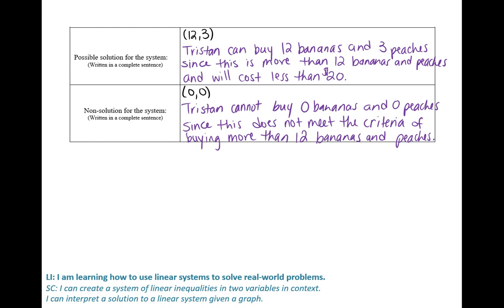All right, so that finishes our notes. If you need a minute to write, you can go ahead and pause it. Let's take a look at our success criteria. Please do this in your notes. Double check those success criteria. I can create a system of linear inequalities in 2 variables in context. I can interpret a solution to a linear system given a graph. If you feel like you've got those, go ahead and check them off. Otherwise, circle them and go ahead and check Google Classroom for what is next. We'll see you guys later.